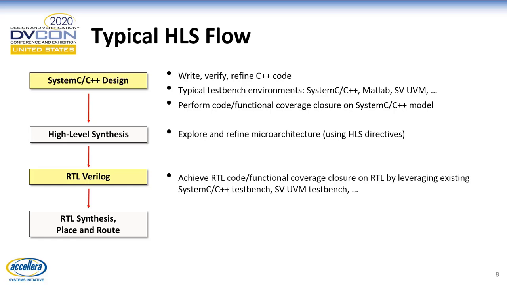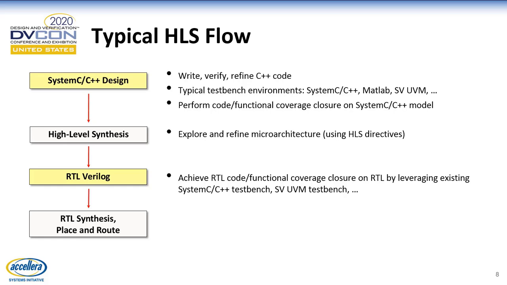The next thing you do is you run the high-level synthesis tool, and via these synthesis directives that I described earlier, you can explore and refine the architecture. For example, you can change loop unrolling directives, you can change pipeline initiation intervals, and so forth. And once you're satisfied with the QOR, you have generated RTL Verilog.